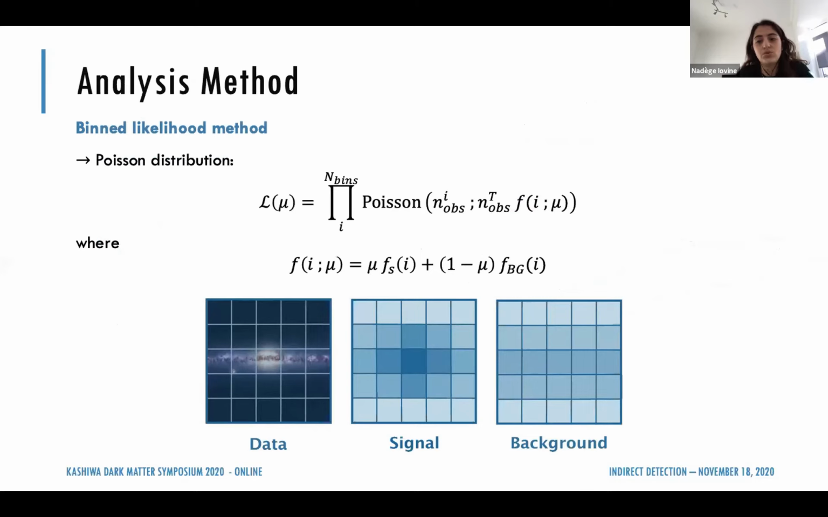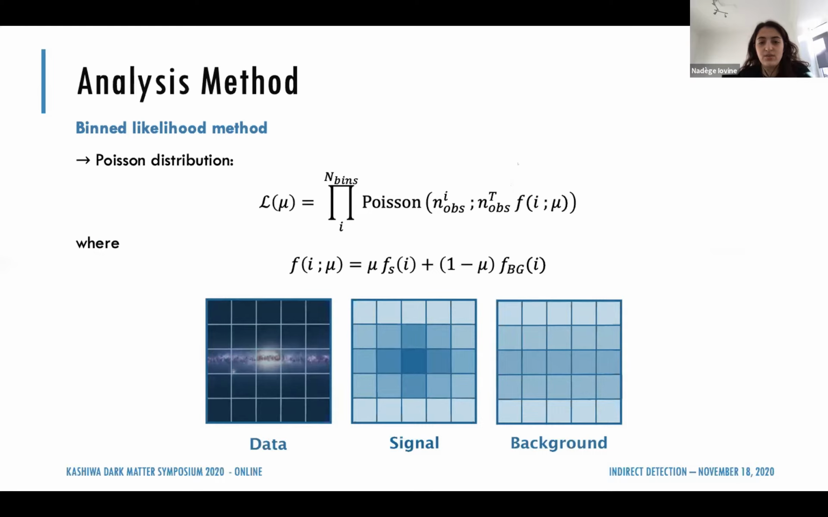So in order to search for an excess of neutrinos coming from the Galactic Centre, we use a binned likelihood method, which compares the data PDF to what we expect from the signal and background PDFs. The likelihood is computed by comparing the number of events bin per bin to the number of expected events.